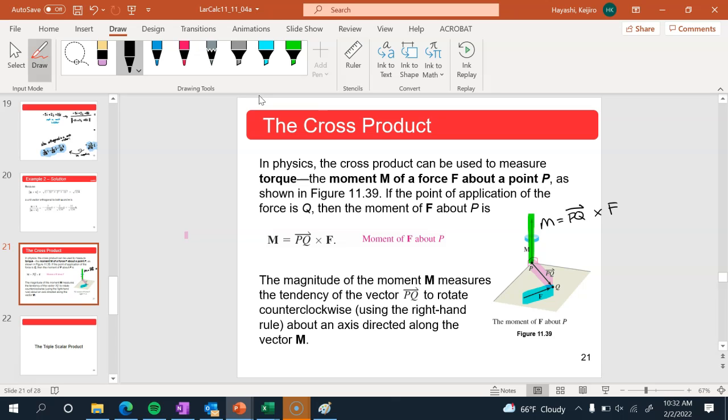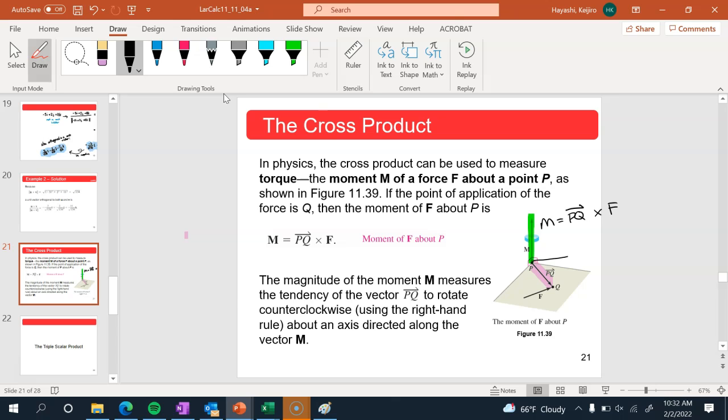And again, this also uses the right-hand rule, which you might have seen. Because it is useful, when you're making a free body diagram, to know in which direction the torque, or the moment of the force, comes out, either this way or this way.